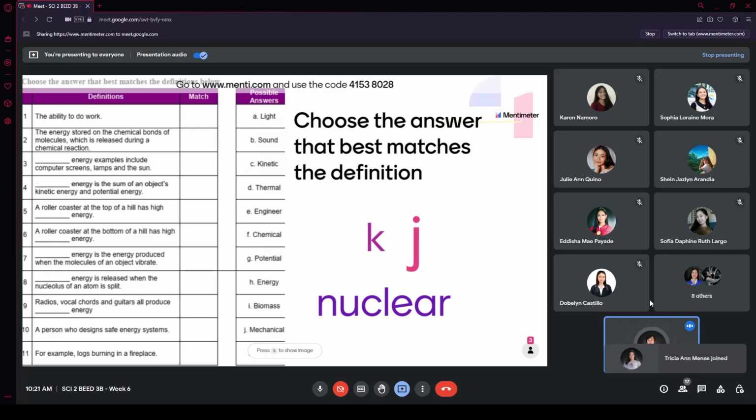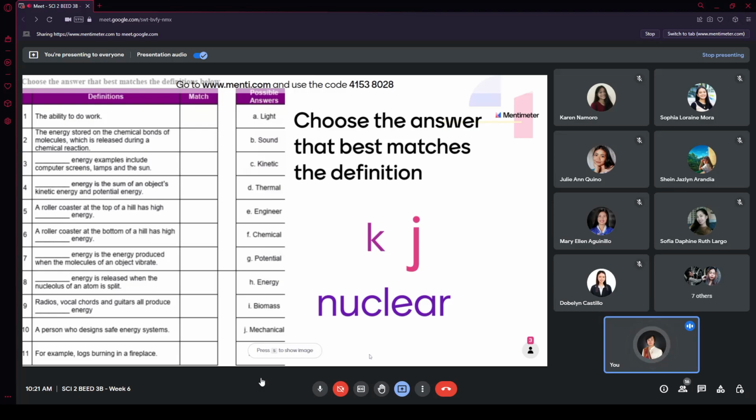So what's our number 2? Energy is stored in the chemical bonds of molecules, which is released during a chemical reaction. Okay, so this one should actually be, it's not nuclear, and it's not mechanical. So it should be chemical energy, right? Because this is released during a chemical reaction.